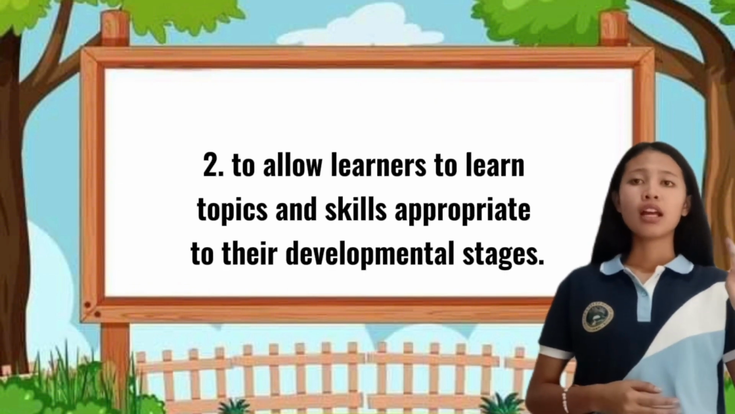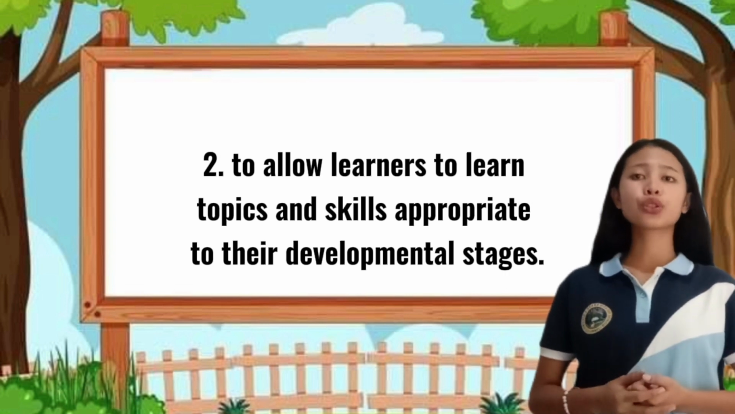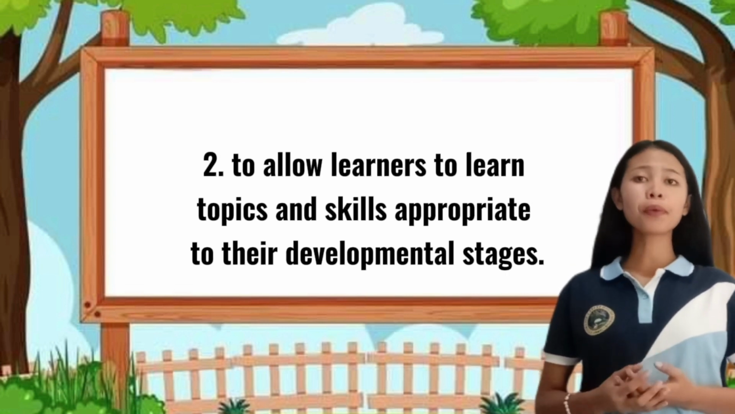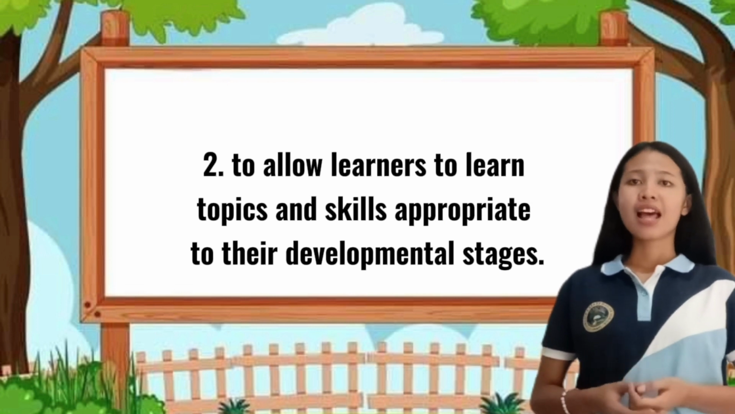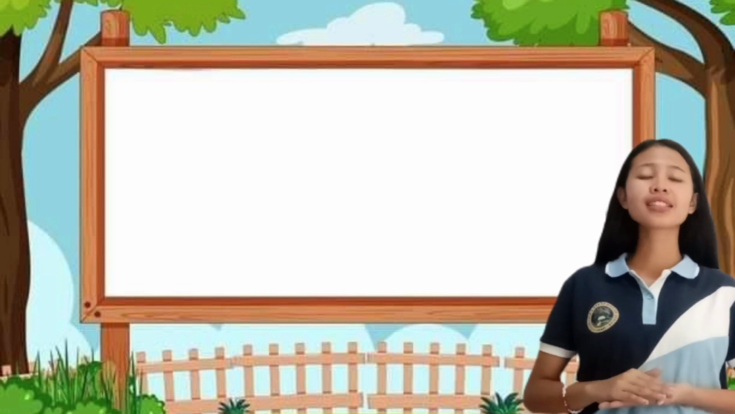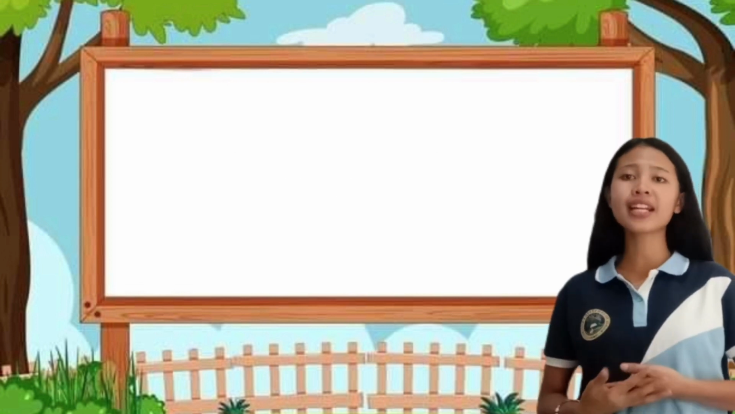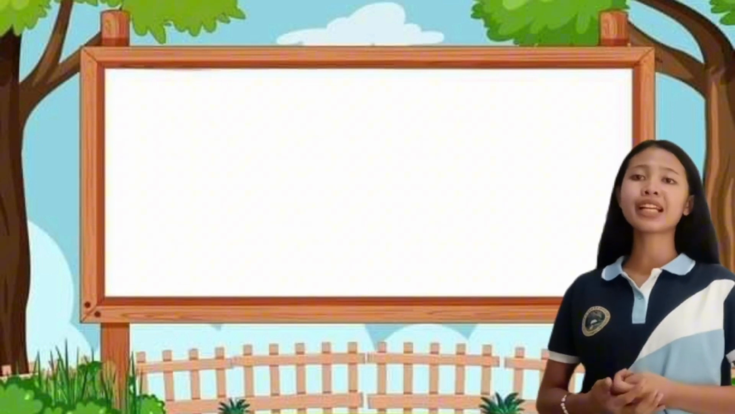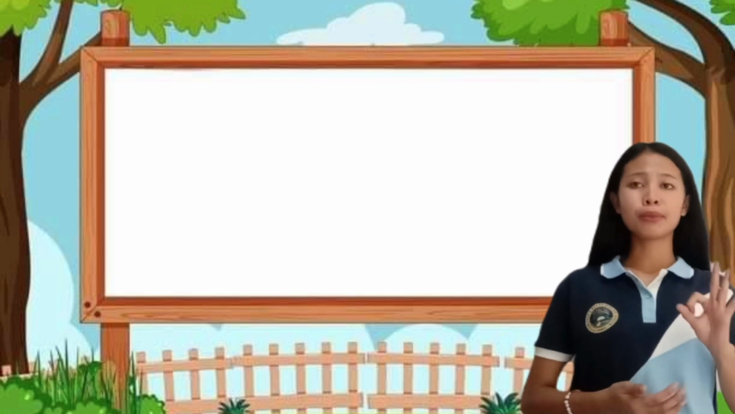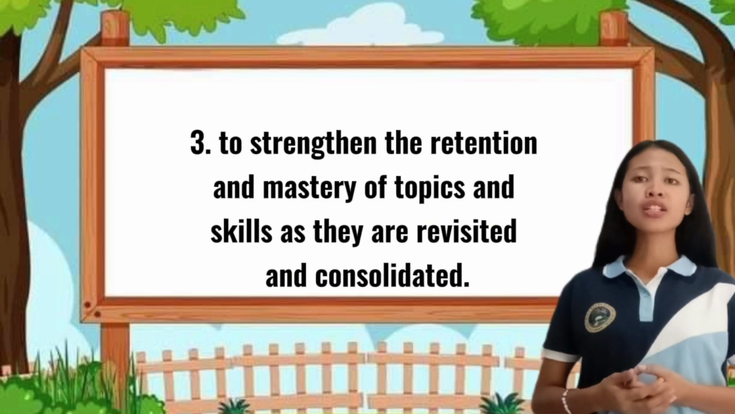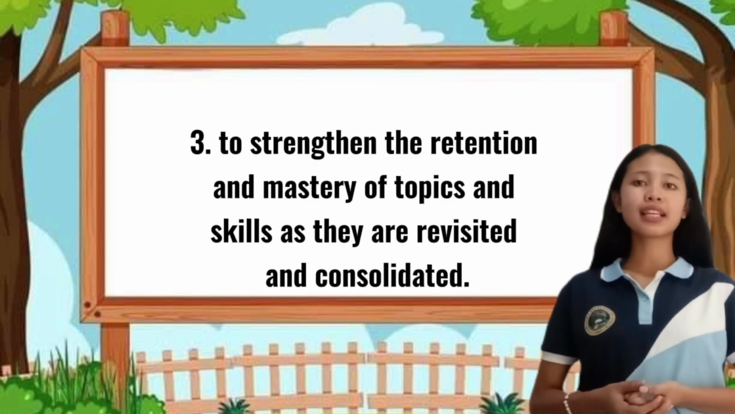Number 2, to allow learners to learn topics and skills appropriate to their developmental stage. This allows them to learn things that are appropriate for their age and how their brain is developing, rather than sticking to just one subject area. And lastly, number 3, to strengthen the retention and mastery of topics and skills as they are revisited and consolidated.